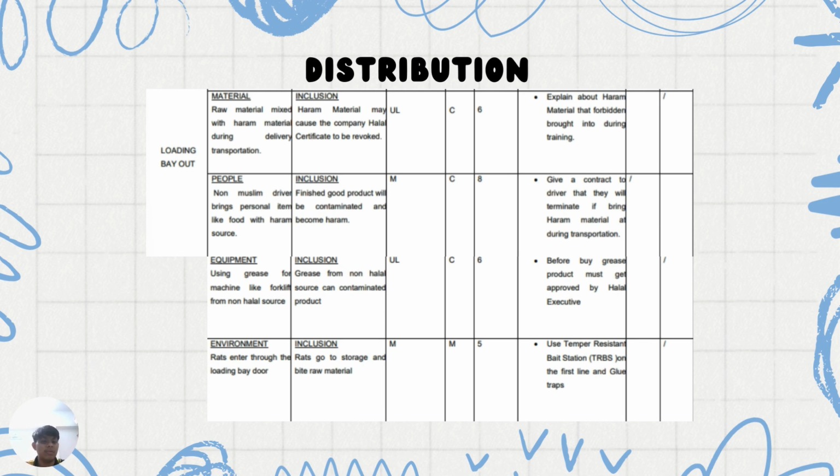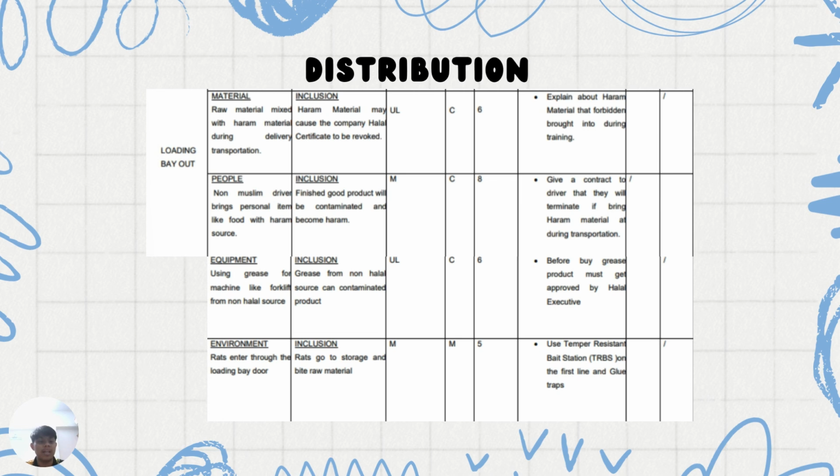Now we move to the equipment. Using grease for machines like a forklift from a non-halal source. The inclusion: grease from a non-halal source can contaminate the product. The likelihood is unlikely. The severity is critical, and the risk ranking is 6. Before buying grease, the product must get approved by the halal executive. Yes, this is the correct one. The HACCP is a no.